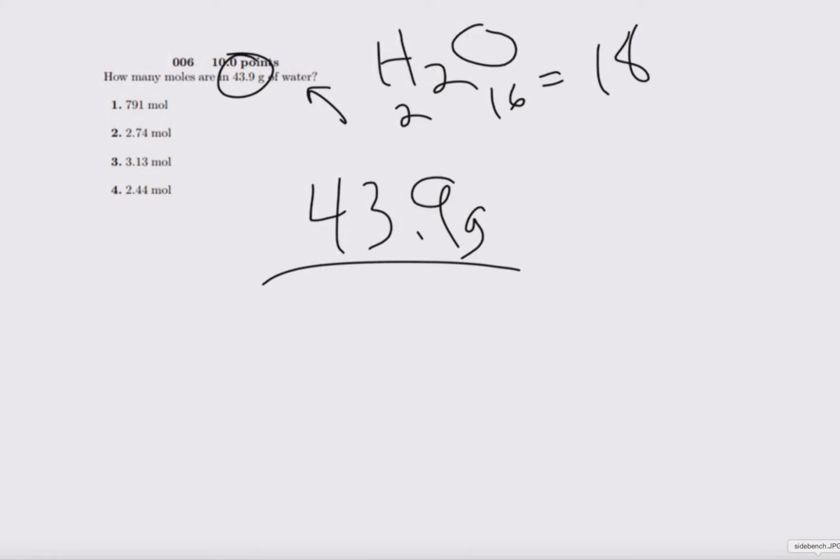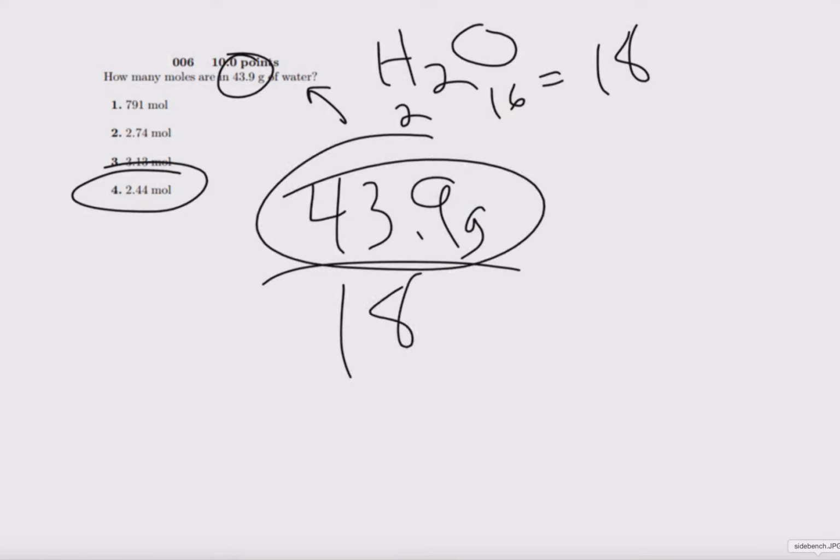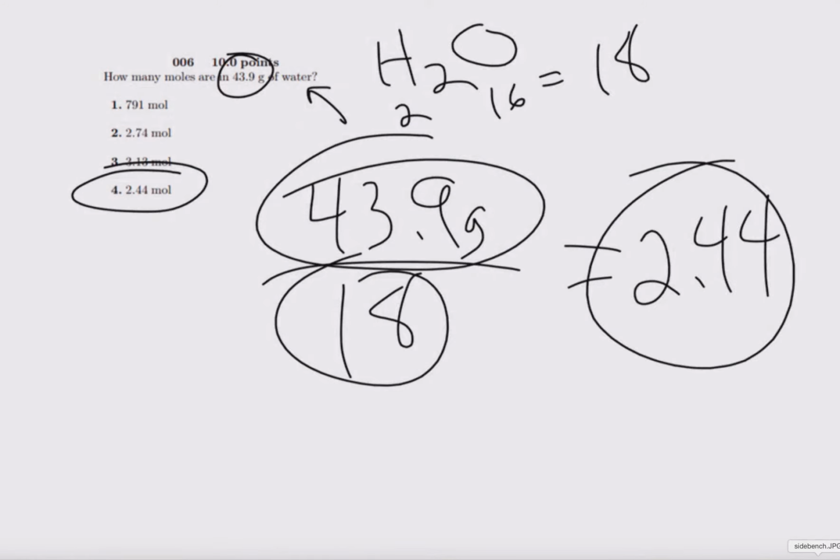So we are going to have 43.9 divided by 18, and we get 2.44 moles. So again, no matter what number you have for the top, the bottom part of this is going to be the same, and you just divide the amount given by the molar mass to get the answer.